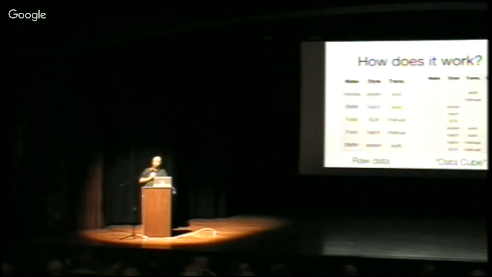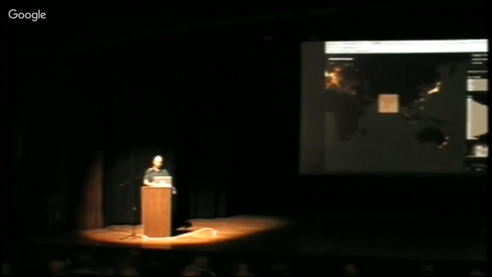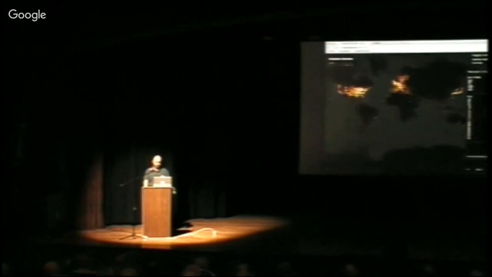I noticed that on your map of the world, you had the United States, Europe, and Japan as heavy users. This one? Yes. What's the deal with Russia and China?